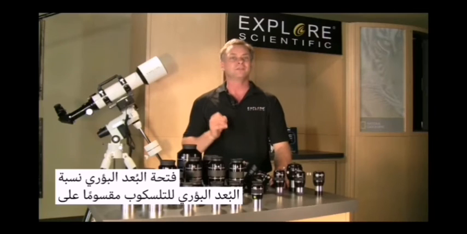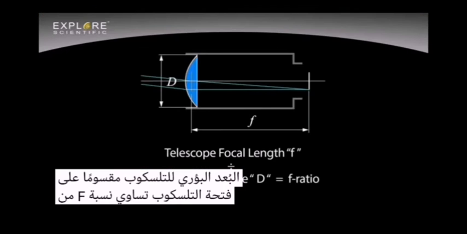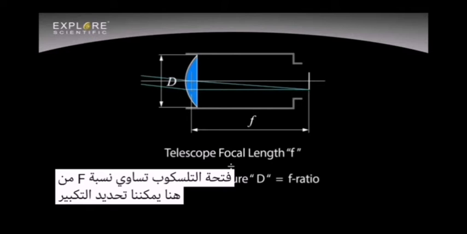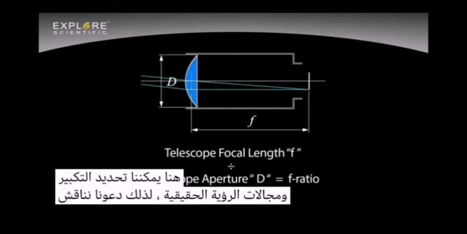This is how a telescope works. Aperture, focal length, F ratio. The telescope focal length divided by the telescope aperture equals F ratio. From here we can determine magnification and true fields of view.